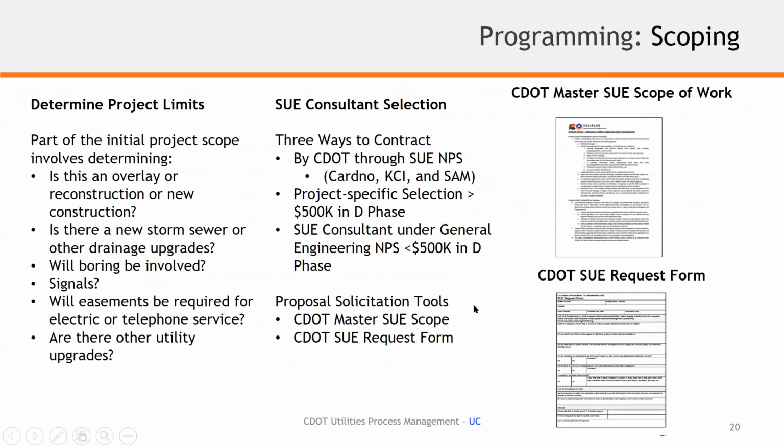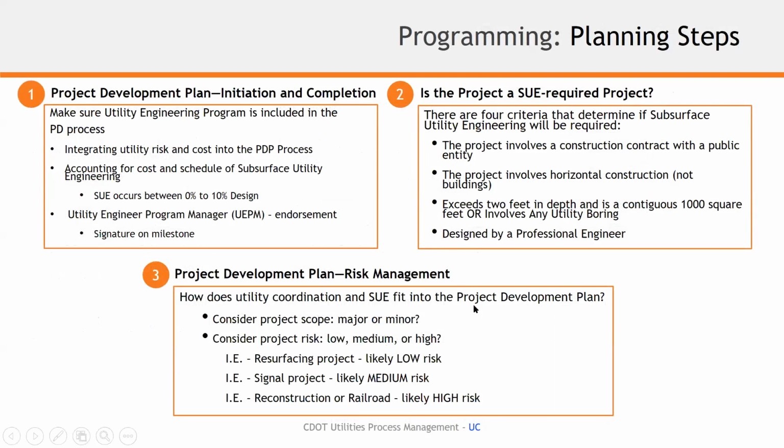And finally, step 3, project development plan, risk assessment or risk management is part of this programming and planning steps, and how does utility coordination and SUE fit into the project development plan? Well, you have to consider the project scope. Is it a major scope? Is it a minor scope?